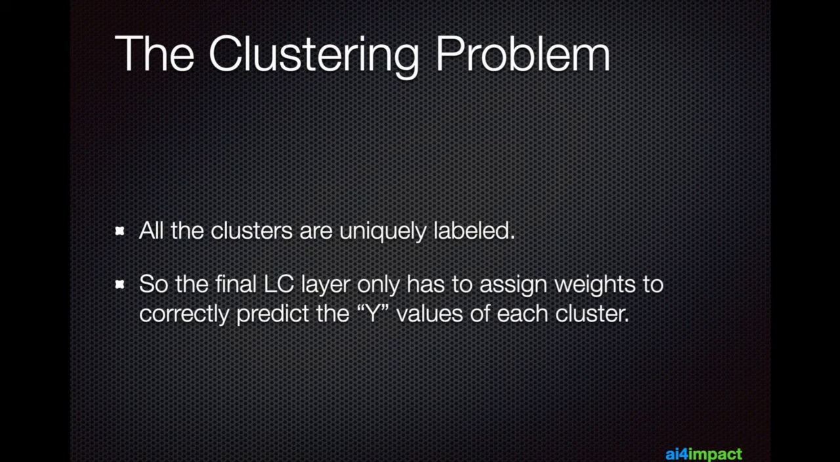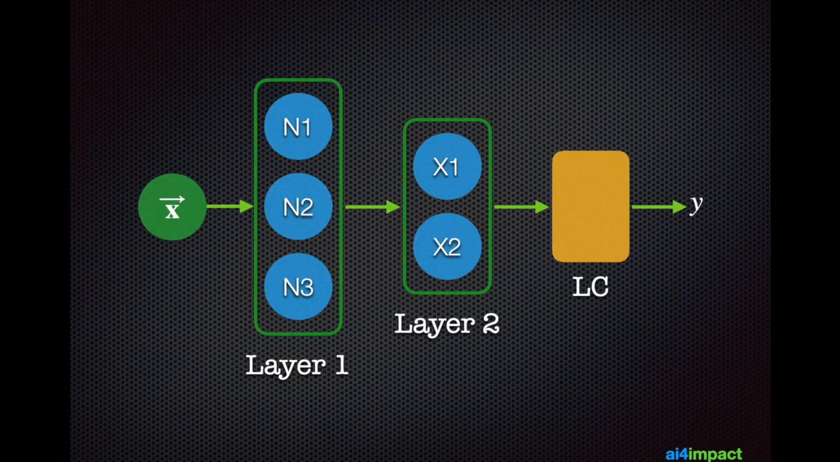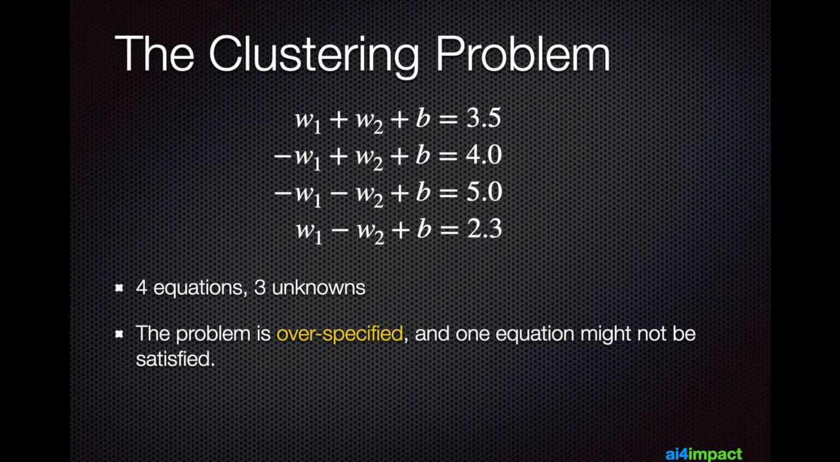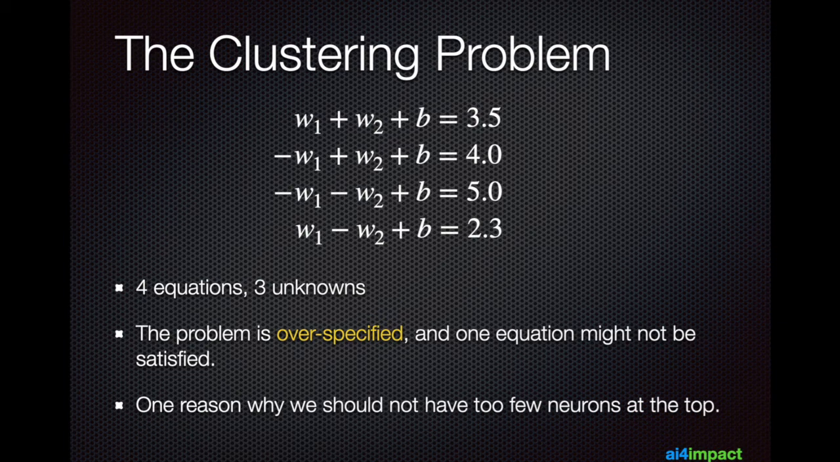And so the final LC layer only has to assign weights to correctly predict the Y values of each cluster. This final LC layer is responsible for the prediction. It has 3 weights, W1, W2, and the bias B. In order to make a correct prediction, all 4 of these equations have to be satisfied, 1 per cluster. Because there are 4 equations with 3 unknowns, at least one of them cannot be satisfied. This is one reason why we should not have too few neurons on the top layer.